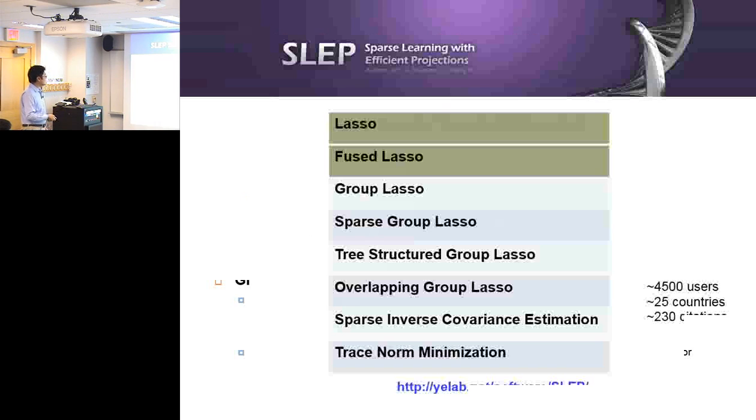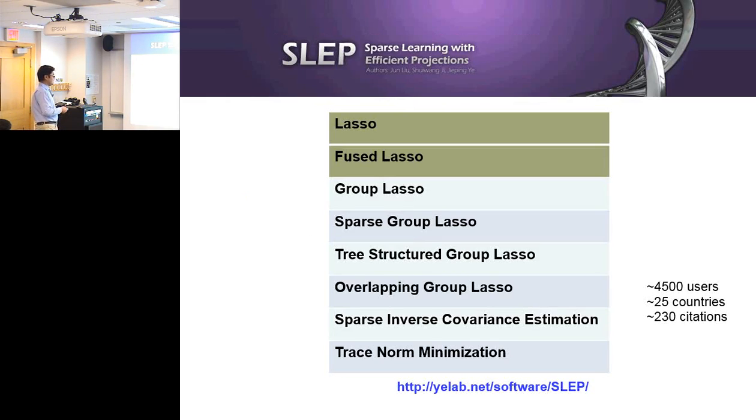Our group also developed a package named SLAP. SLAP implements many state-of-the-art algorithms for the Lasso type algorithms. Right now we have 4,500 users from 25 countries. And this package has received about 230 citations until now.